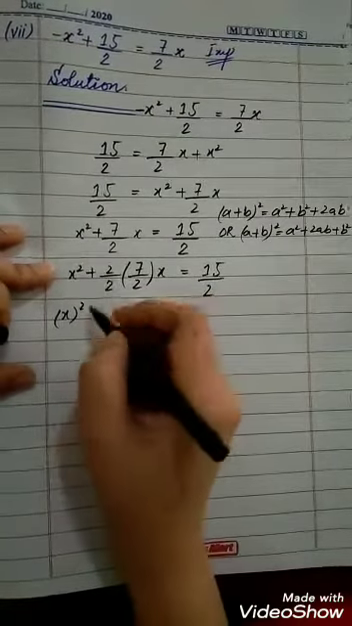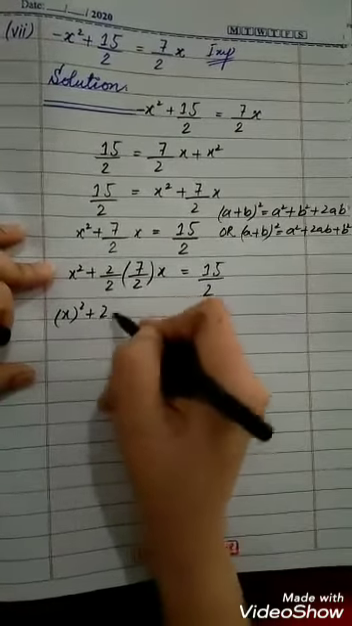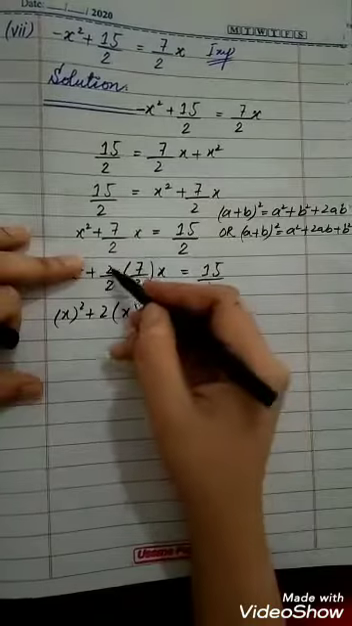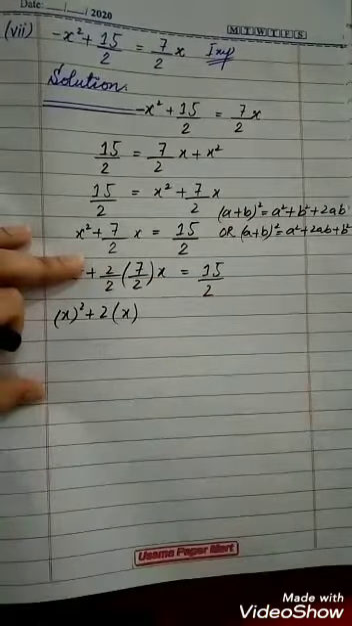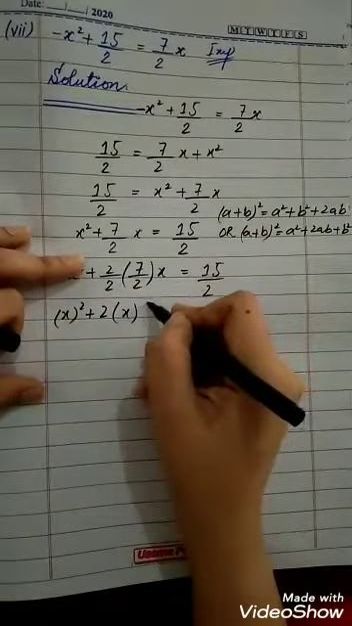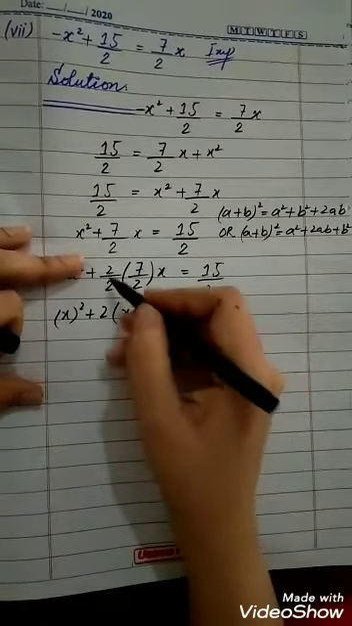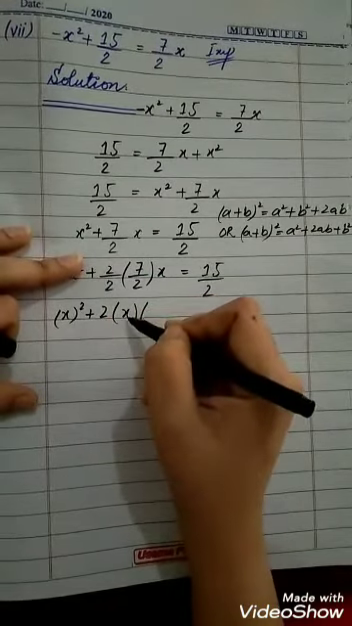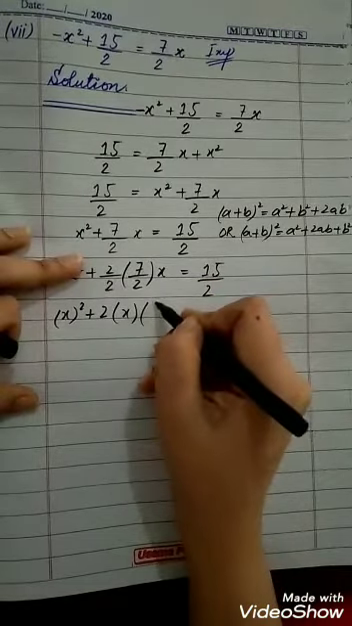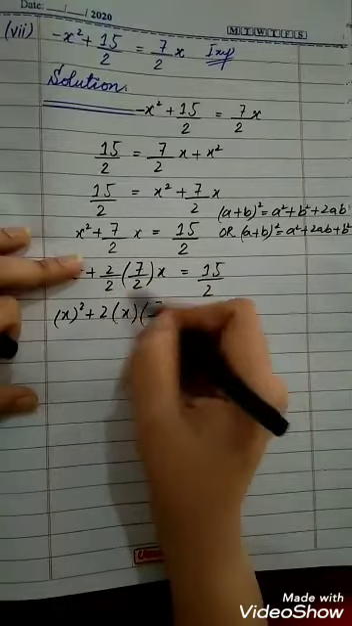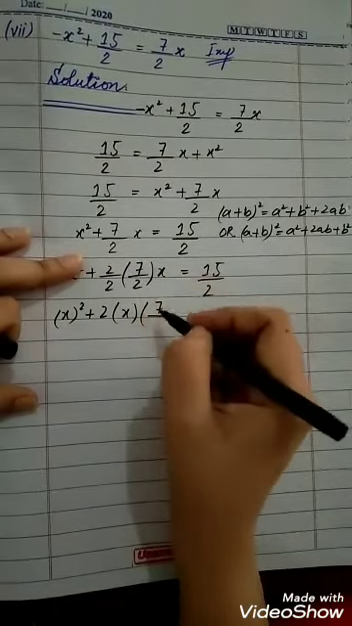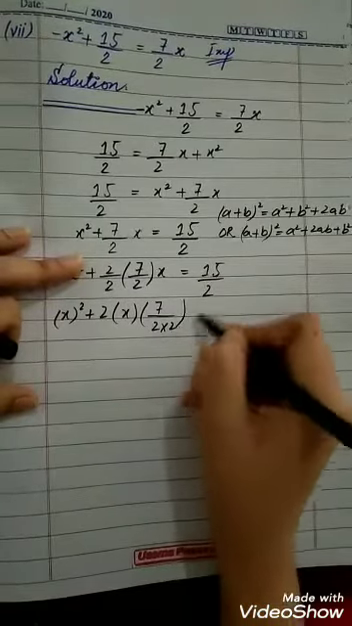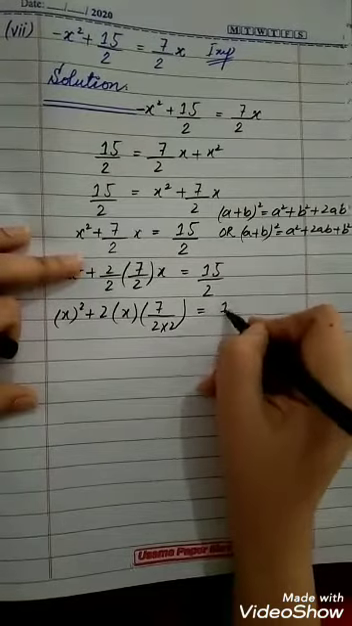Basically now we got a square plus 2 into a, and what is the left value? Because we have taken 2 common, the left value is x. Taking 2 as the formula, a square plus 2 into a into b will be 7 by 2, because 2 we have taken here and x we have taken here, so 7 is left. 7 we will write here as numerator, and denominator 2 into 2, which is equal to 15 by 2.